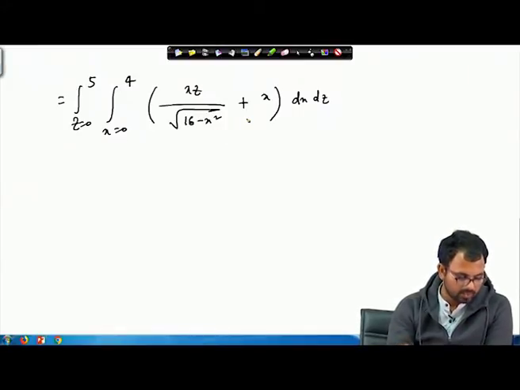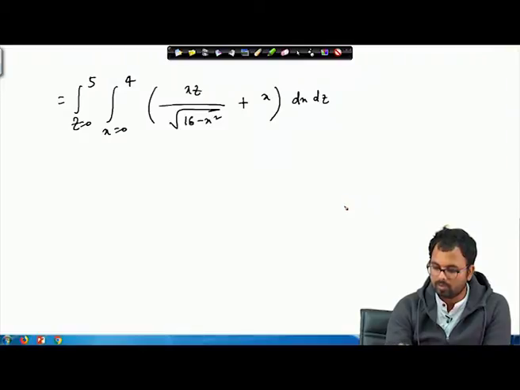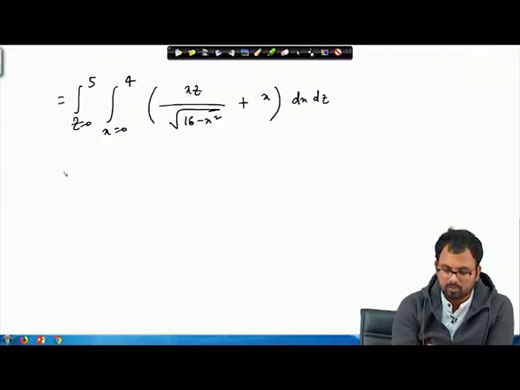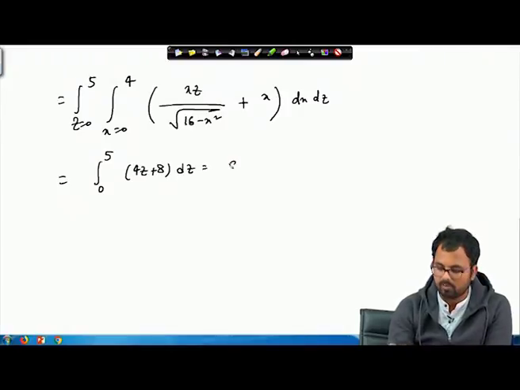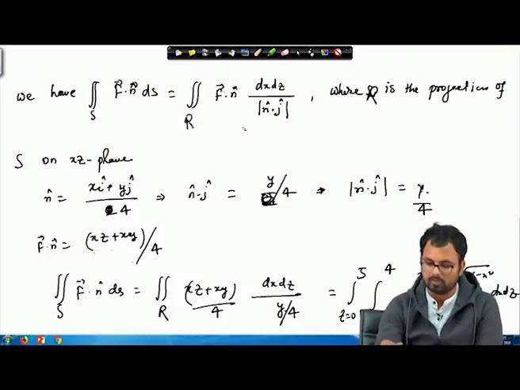So, we basically do the integration with respect to x first, and this one will be x square by 2, and this one will be, if we substitute this equals to z, so that will be just square root of z and all that. So, doing simplification from here is not complicated. So, we will basically at the end obtain 0 to 5 4z plus 8 times dz, which is equals to 90. So, this is the required surface integral.